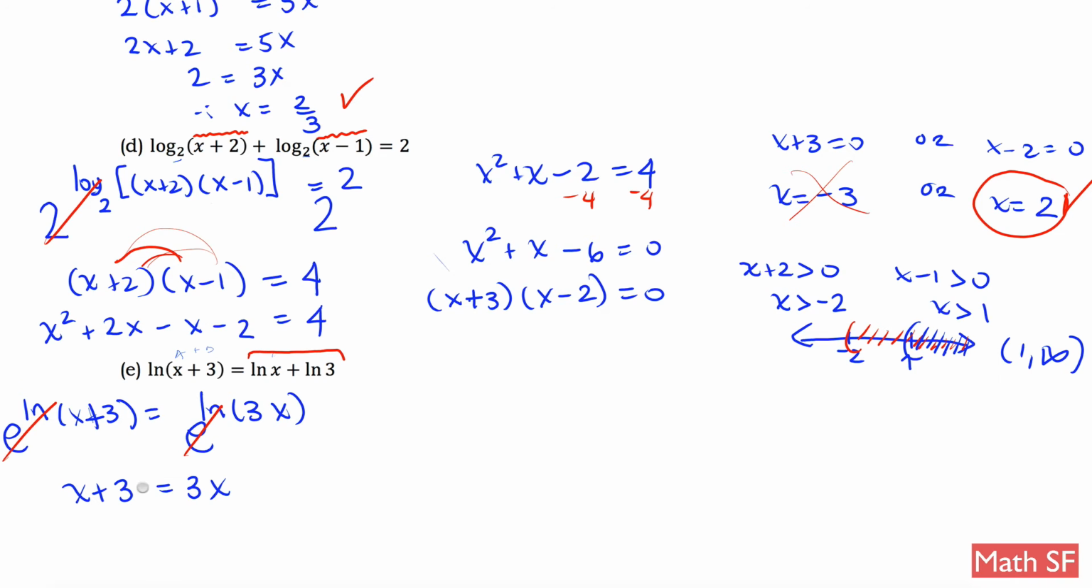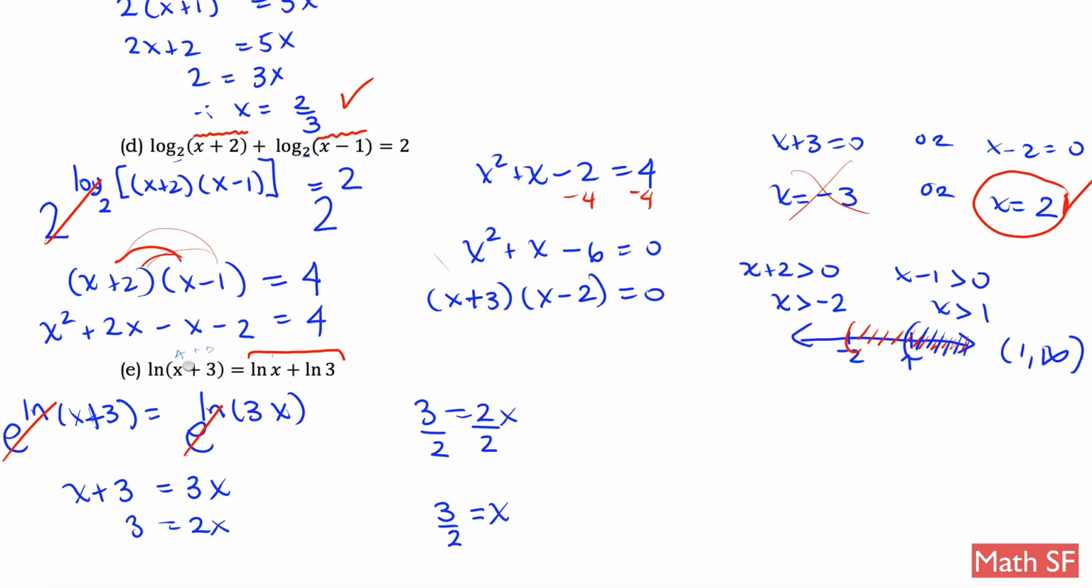So let's solve for x. So 3 is equal to 2x. And then if you divide by 2 each side, so 3 equals 2x, divided by 2 each side, you get that x is equal to 3/2. Now, is this in my domain? We have to double check that.